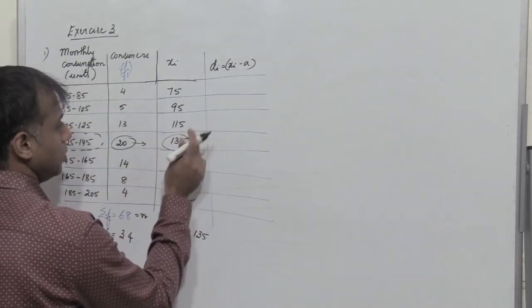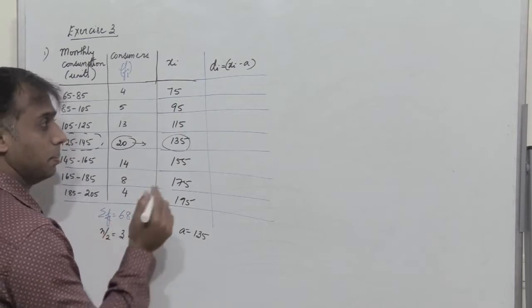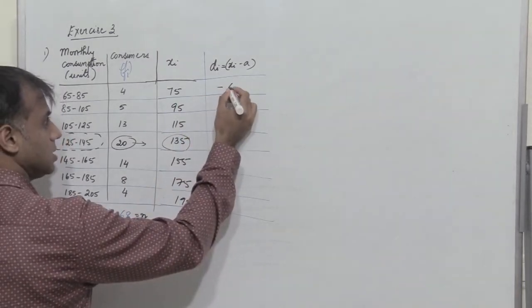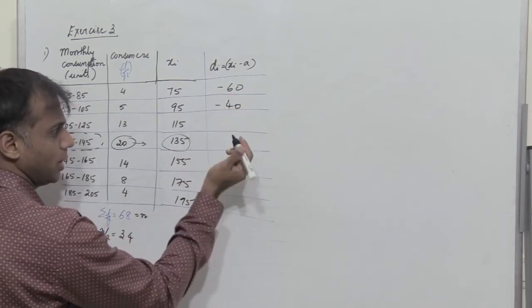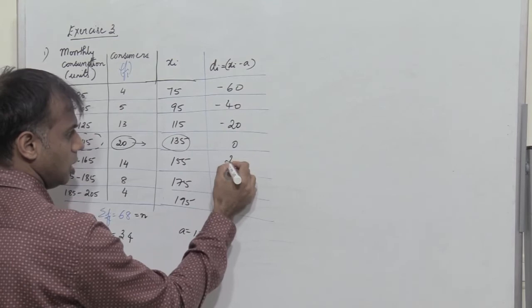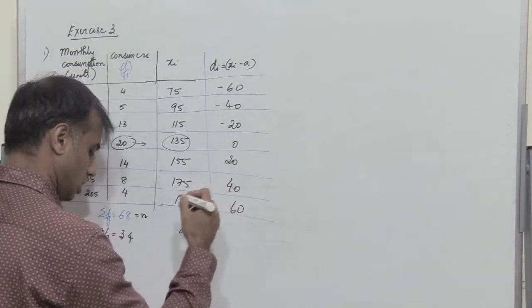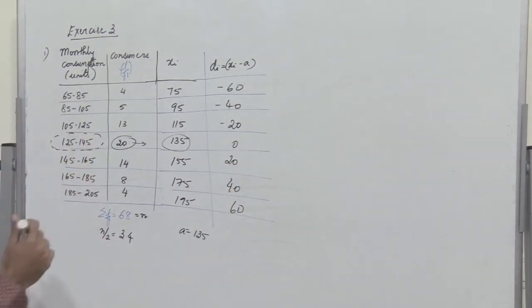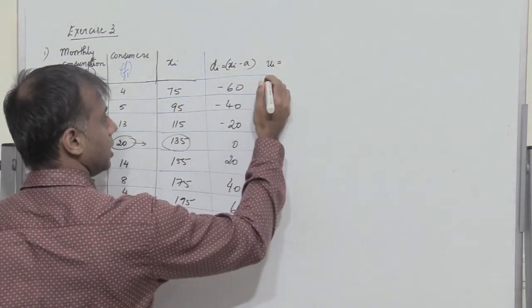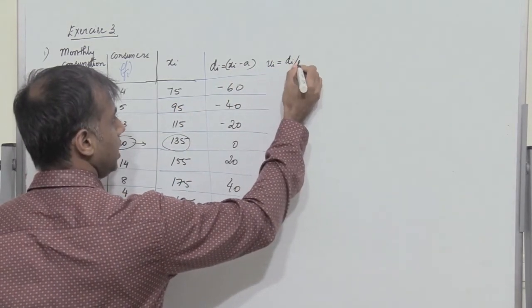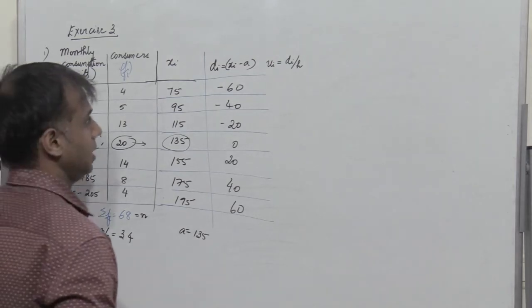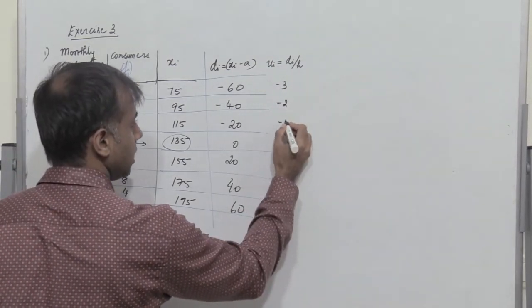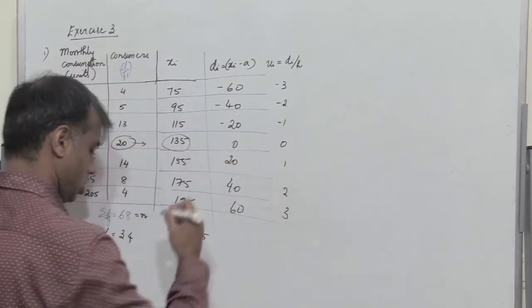So xi minus a, which is 75 minus 135, gives me minus 60. Next, this gives me minus 40. So I go and add in 20: minus 20, 0, 20, 40 and 60. Right? Now again we simplify by finding ui. ui is di by h. So I divide the value of di by the size of the class interval, which is 20. When I do that, I get minus 3, minus 2, minus 1, 0, 1, 2 and 3.